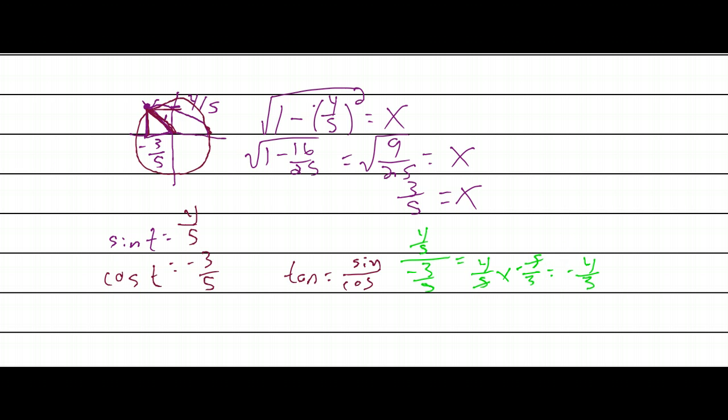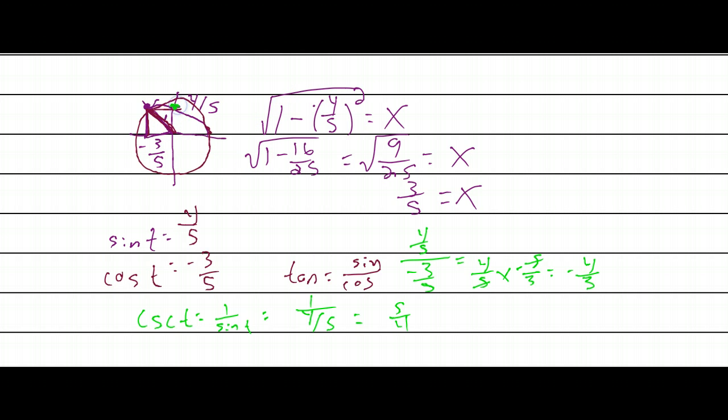And the last one was cosecant. Cosecant of t is just 1 over sine of t. So that's 1 over 4/5. So that's just 5/4. Alright, so again, since it is a unit circle, you know it's going to be 1.